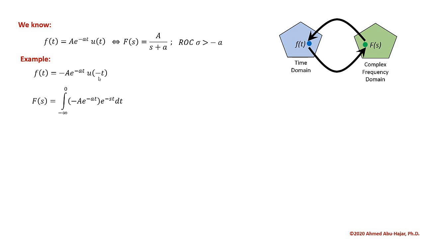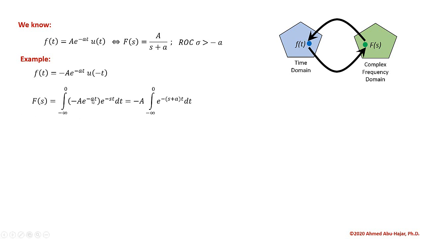To do the transformation, we basically use the double-sided transform. It's going to go from -infinity to 0, because this is where the function is non-zero, for negative t. So the integral goes from -infinity to 0 of minus a times e to the minus at times e to the minus st dt. That's just by the definition of the Laplace transform. It is 0 for positive t, but non-zero for negative t. So I'm going to pull the -a outside, and integrate from -infinity to 0.